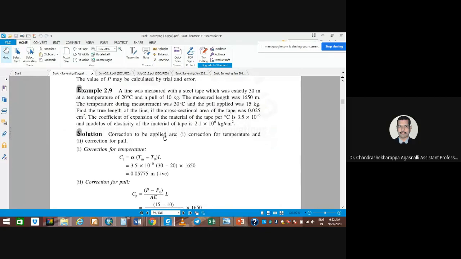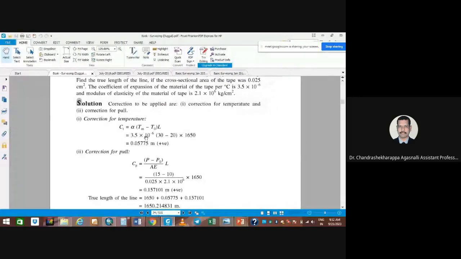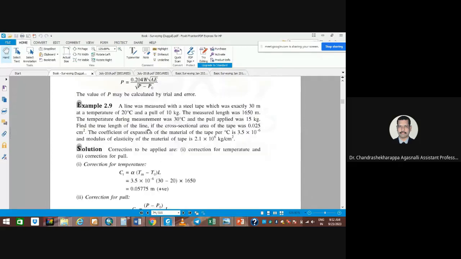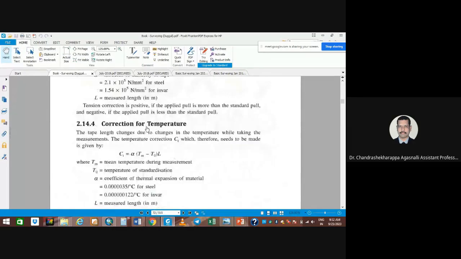So, correction for temperature. Say a line was made with the steel tape, which is exactly 30 meters at a temperature of 20 degree. 30 meter when it was at 20 degree. And the same thing was measured at 1650 meters, the temperature during that was 30 degree, and the coefficient value, everything we have given, that is alpha, right? So alpha value we have given here. And what is the Tm here? Mean temperature during the measurement, right?